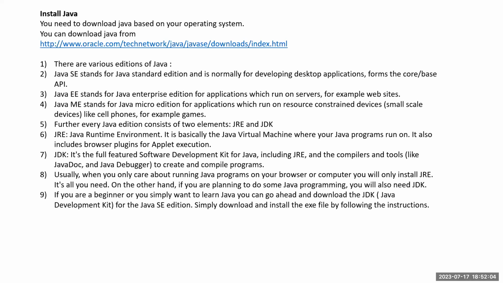JDK is the development kit. It's a fully featured software development kit of Java, and you can utilize it to write programs and compile them. This kit contains the JRE, the Java compiler, the Java debugger and Javadoc as well, which helps us write documentation. It has the compilers and interpreters, everything included in the JDK.